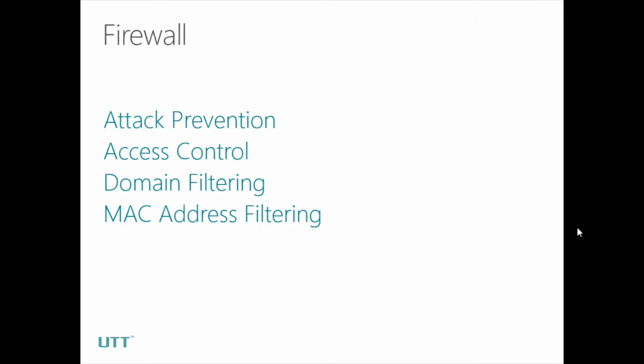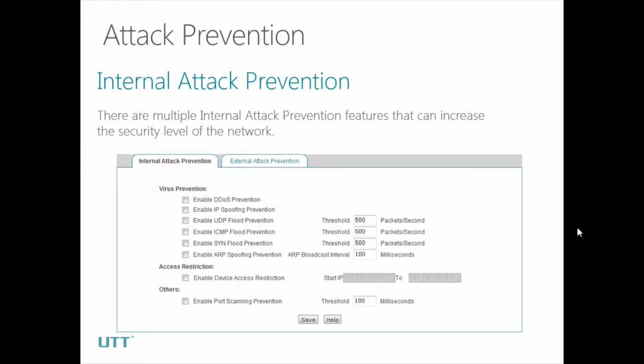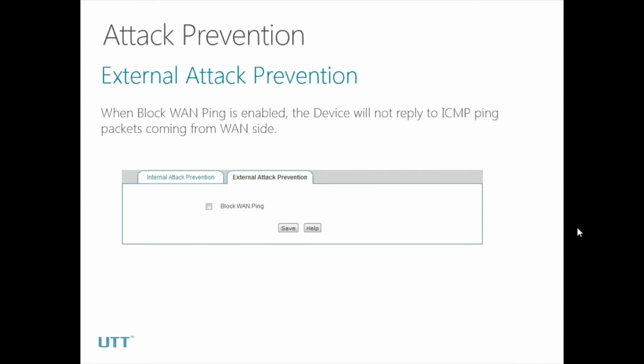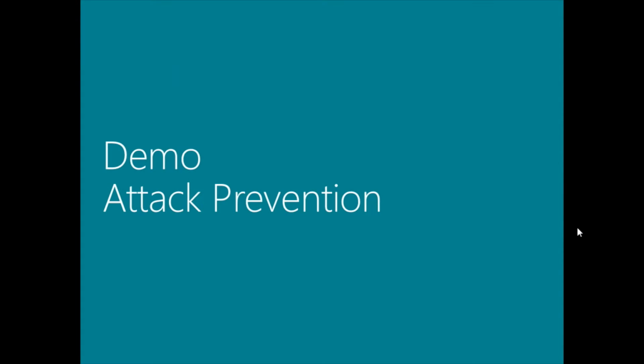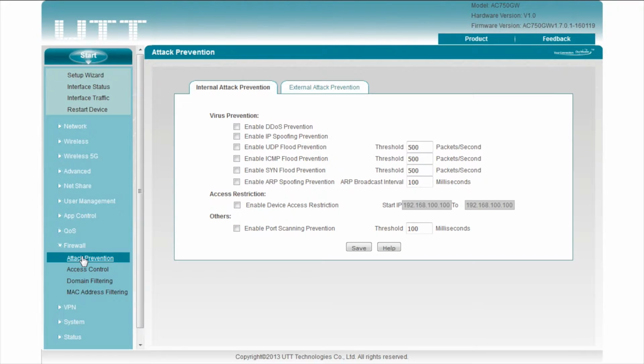There are four parts on the firewall menu. They are attack prevention, access control, domain filtering, and MAC address filtering. First, let's take a look at attack prevention. There are internal attack prevention and external attack prevention. Let's look at the interface directly. Click Firewall. Click Attack Prevention.